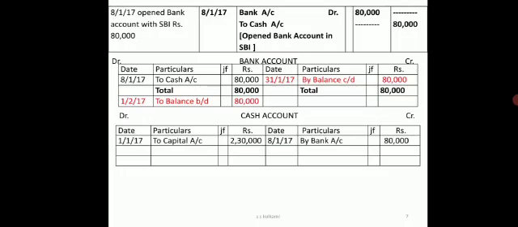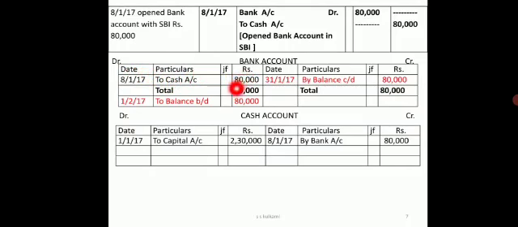Now the second journal entry that we are having is bank account and cash account. Cash is already prepared in the previous transaction, so I will only have to prepare a new ledger for bank. So bank account is debited to cash. This journal entry is posted. So first the bank account is prepared. In bank account, because it is on the debit side, I will write bank account debit to cash on 8/1/17 with 80,000.